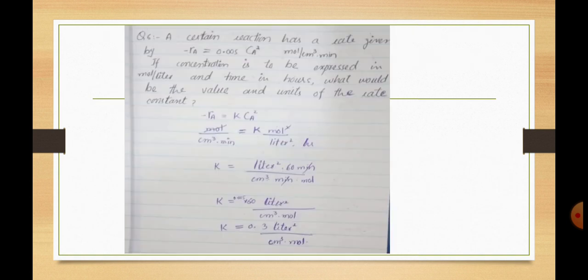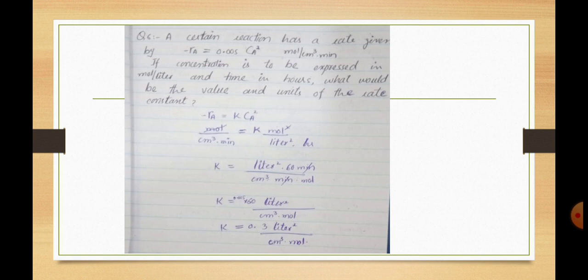So here is a numerical. Let me solve it. I have solved it, so let me revise it. A certain reaction has a rate given by minus Ra is equal to 0.005 concentration of A with power 2, mole per centimeter cube per 2 minutes. If concentration is to be expressed in mole per liter and time in hours, what will be the value and units of the rate constant?